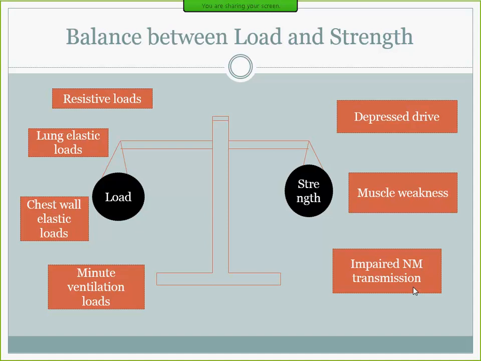And on the right side, you have the strength, your ability to cope with this load. The depressed drive basically comes from the CNS: either drug overdose, sedative or narcotic overdose, or some kind of brain disease, brainstem stroke, and brain death. Muscle weakness: you are all familiar with Guillain-Barré or myasthenia gravis, which are common muscle disorders. And also the new kid on the block, not really new, but you do need to recognize ventilator-associated diaphragmatic dysfunction and intercostal muscle weakness, which we create by putting patients on mechanical ventilation and not letting them use those muscles.